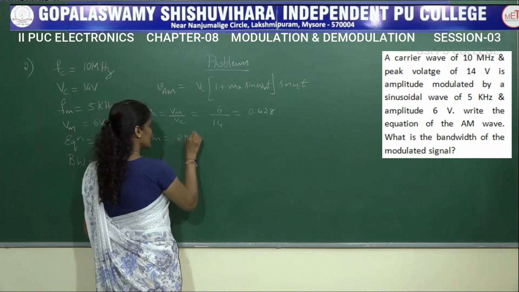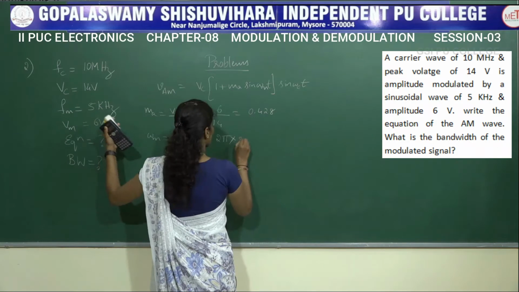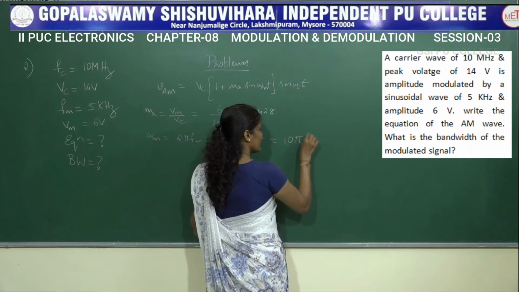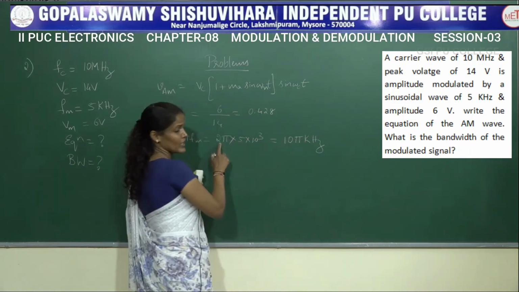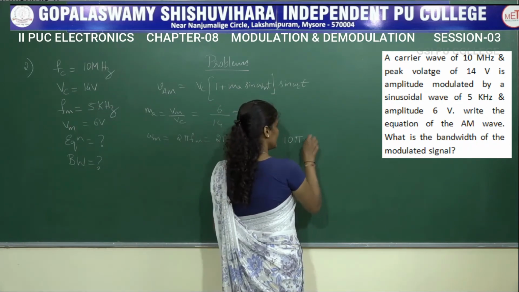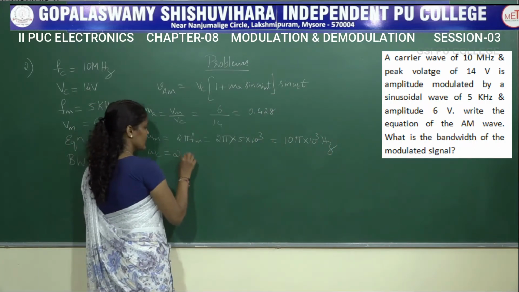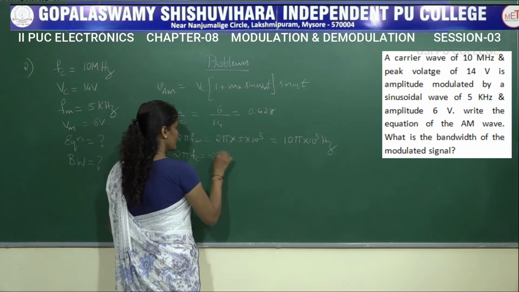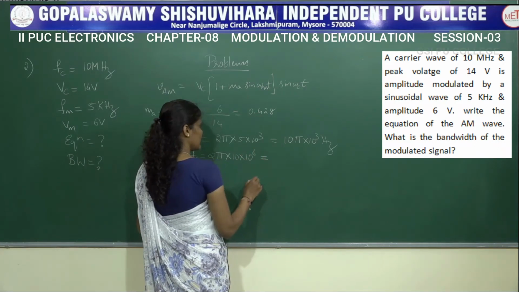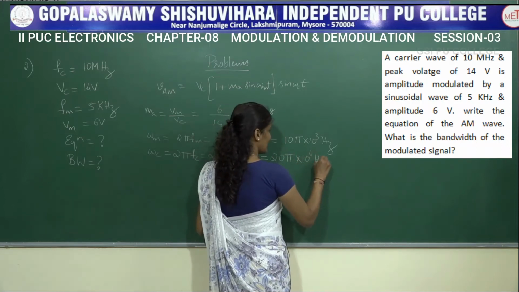Omega m equals 2 pi Fm. So 2 pi into Fm value, which is 5 into 10 to the power of 3, which is equal to 10 pi into 10 to the power of 3 hertz. And omega c equals 2 pi Fc, which is 2 pi into Fc value 10 into 10 to the power of 6, which is equal to 20 pi into 10 to the power of 6 hertz.